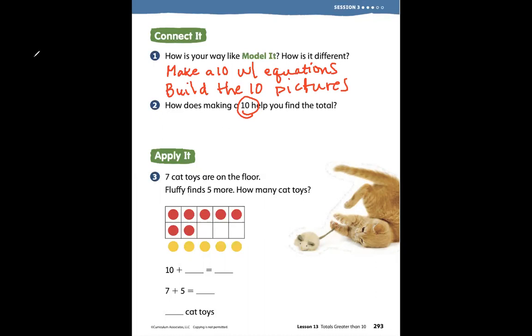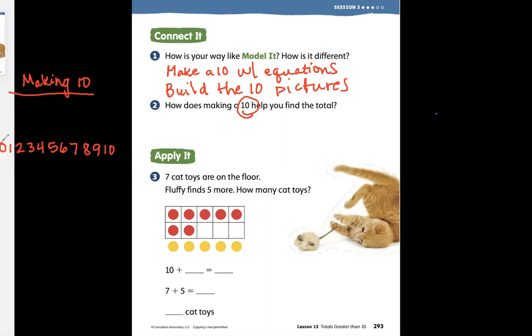So let's practice a little bit making a 10. Okay, so let's make our 10 rainbow. 0, 1, 2, 3, 4, 5, 6, 7, 8, 9, 10. So if I'm going to do my 10 rainbow, I'm going to change the color. I'm going to make my pen smaller.